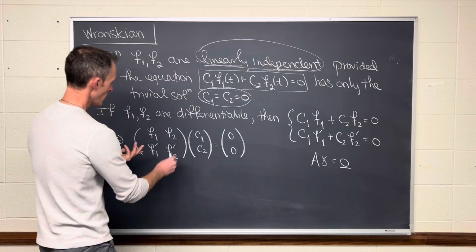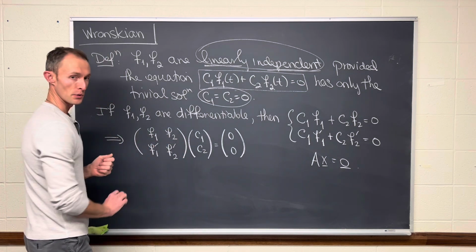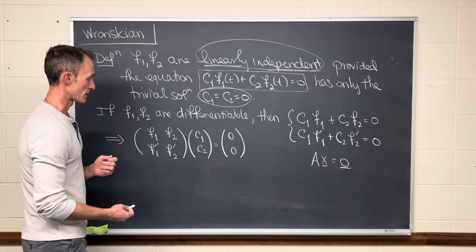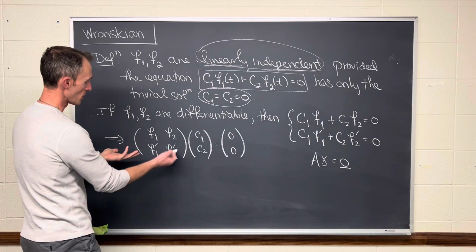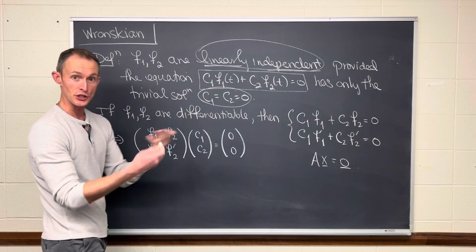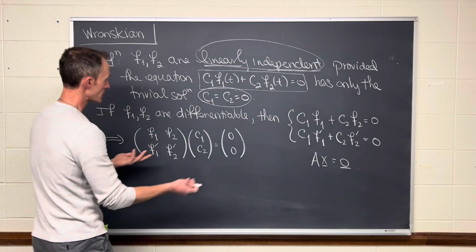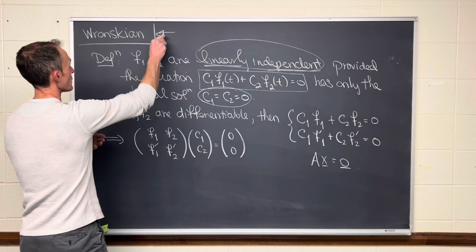So when is this matrix invertible? Well, it's square, which it has to be in order to be invertible. This matrix is invertible provided its determinant is non-zero. And its determinant is what we call the Wronskian.